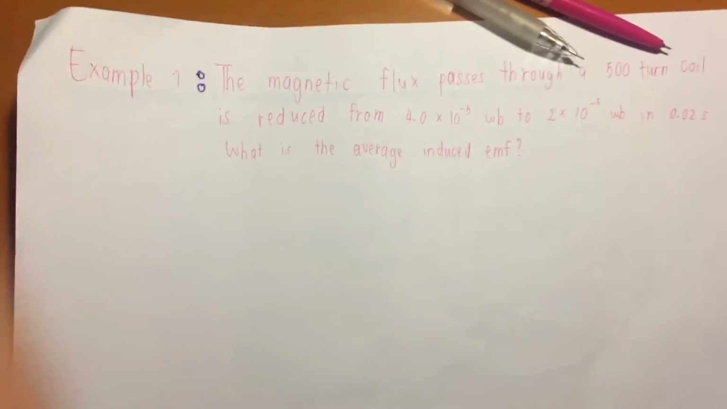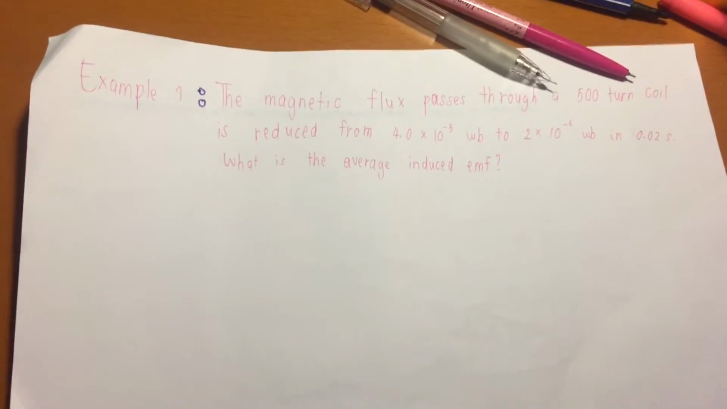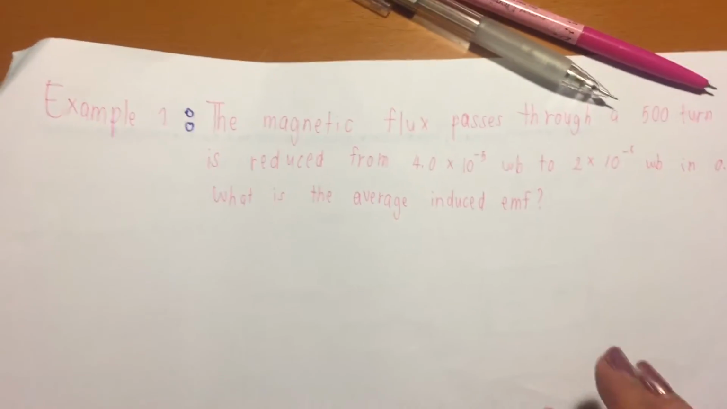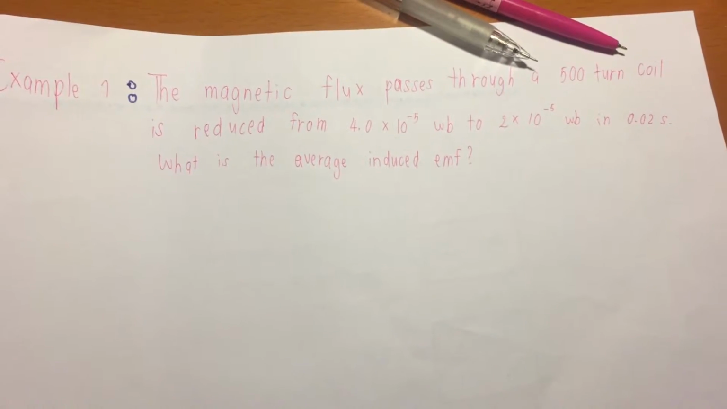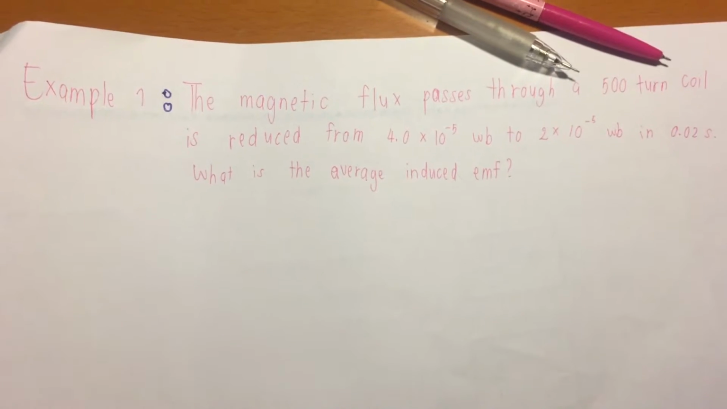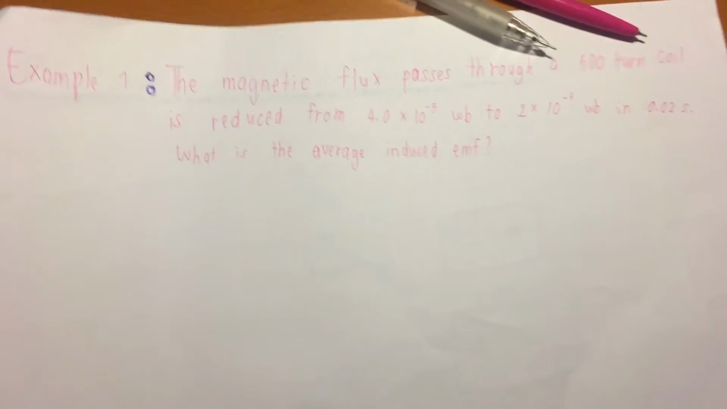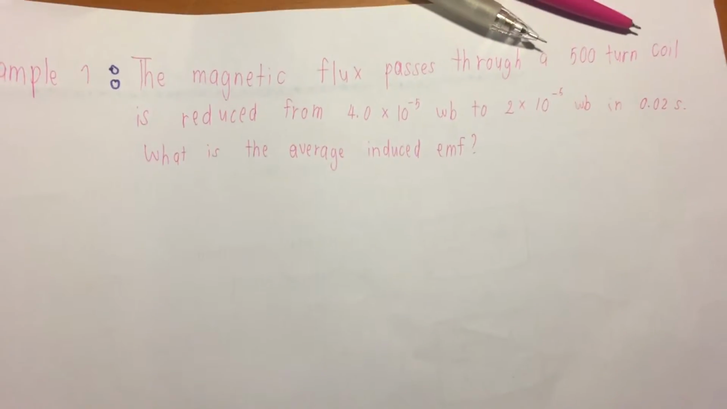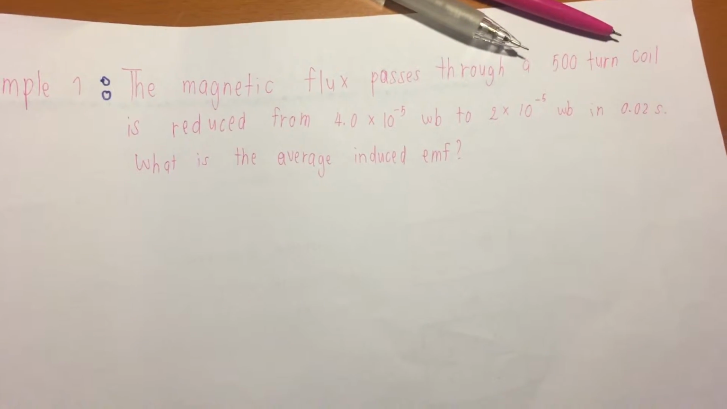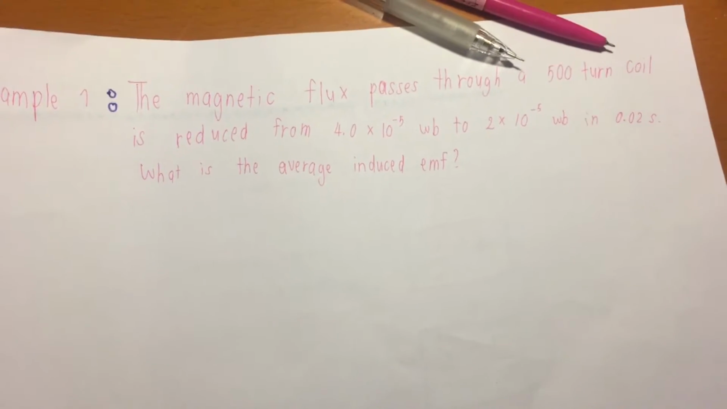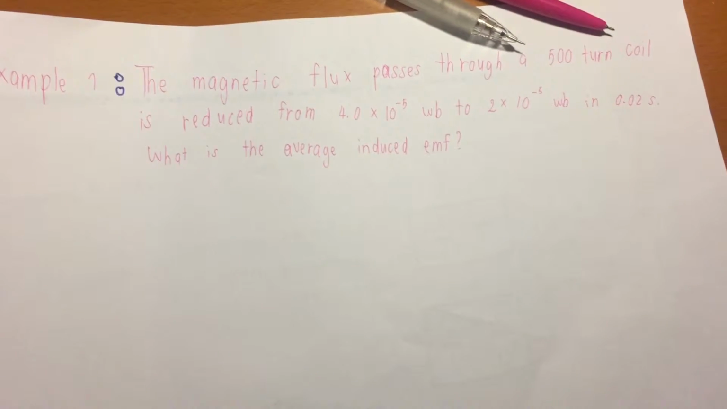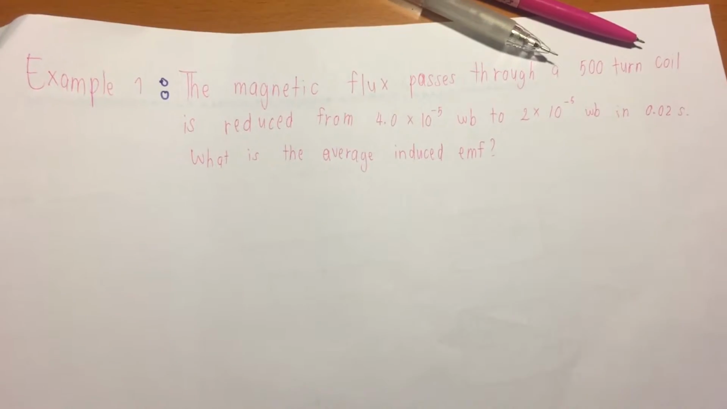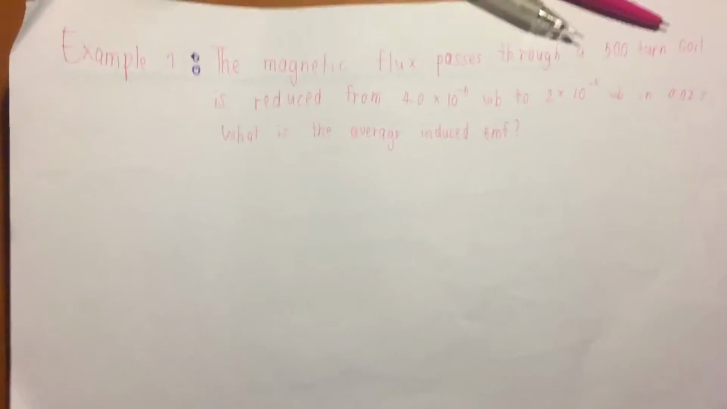So I'm gonna show you guys an example. The magnetic flux passing through a 500 turn coil is reduced from 4.0 times 10 to the power of minus 5 Wb to 2 times 10 to the power of minus 5 Wb in 0.02 seconds. What is the average induced EMF?